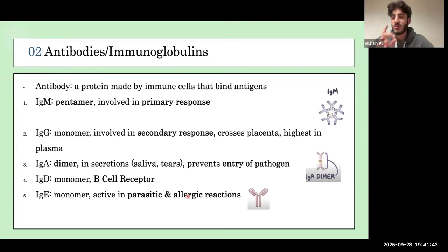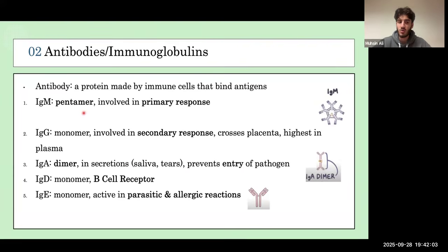Now, who can remind me again? I mentioned this in the beginning when we were talking about innate immunity. What is the significance of these parasitic and allergic reactions? Can someone remind me? What were the cells? Eosinophils, exactly. Thank you guys so much. So they're associated with your eosinophils, which again are also involved in parasitic infections as well as allergic reactions.